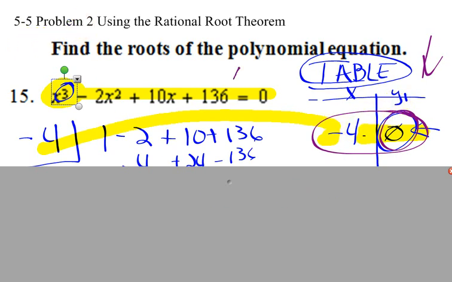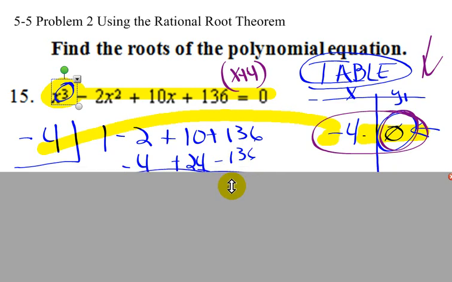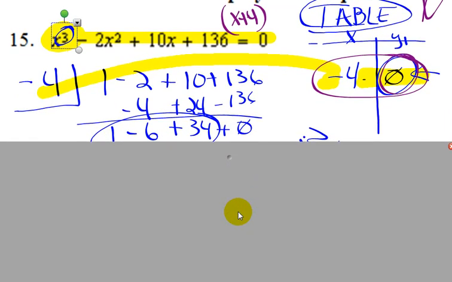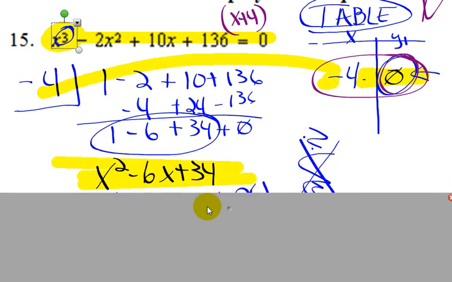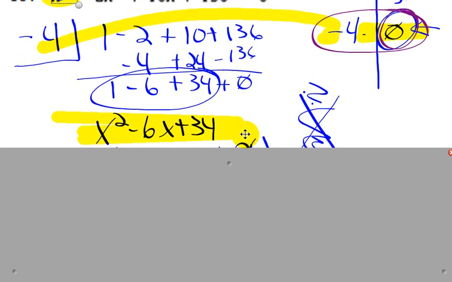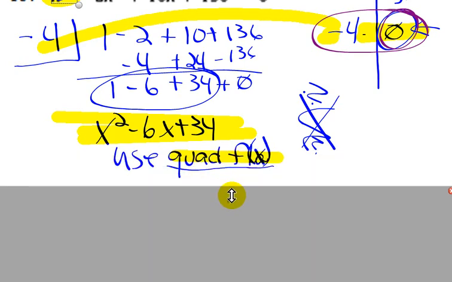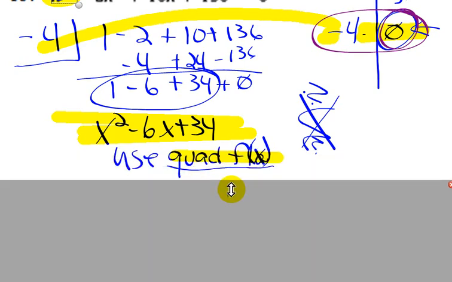That means that x plus 4 is a factor of this, right? But let's take out the negative 4 and see what's left over. So when you take out your negative 4 and you do your division, you get x squared minus 6x plus 34. And it goes evenly, so your last term is going to be a 0 because that's your remainder. Now, can we factor this? Are there two factors of 34 that add up to be negative 6? No, there's not. So you're going to have to use the quadratic formula.